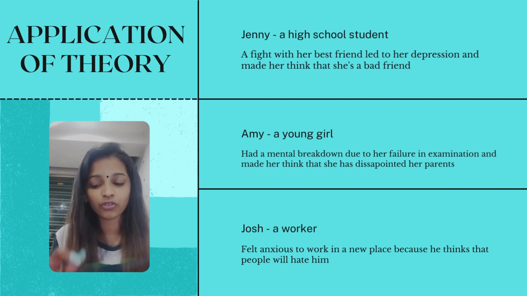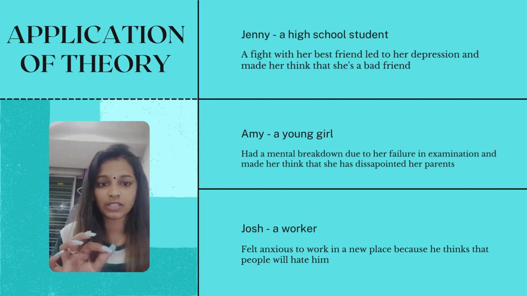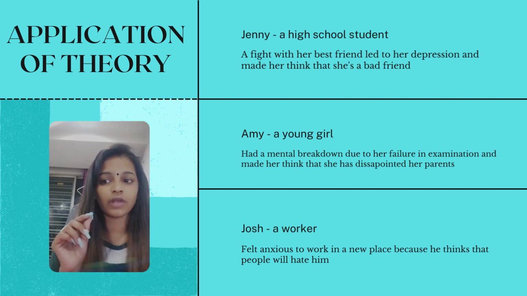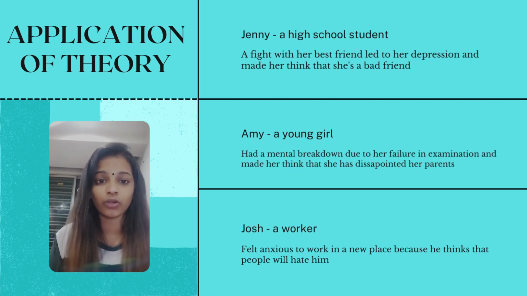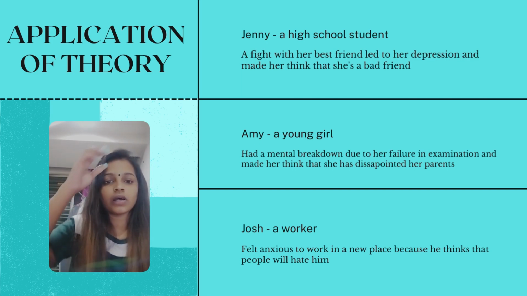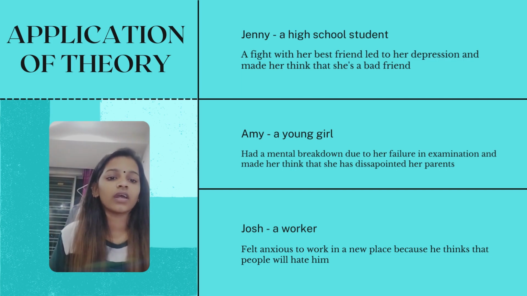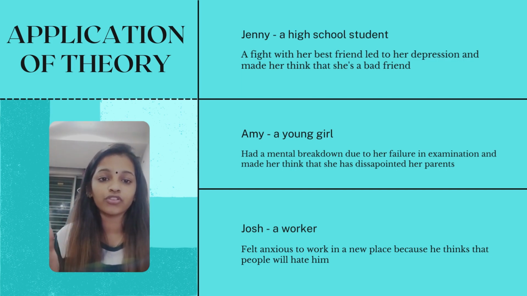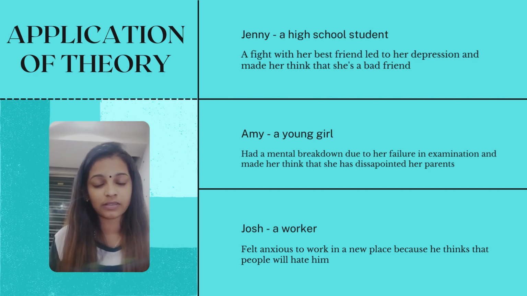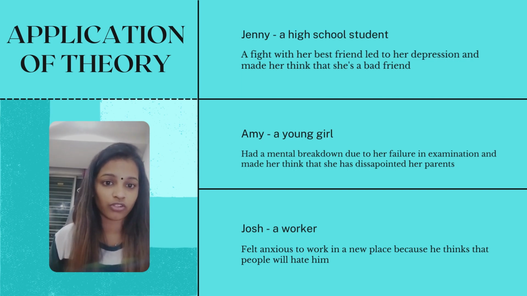The therapist uses the last model in ABCDE, which is helping the client to adopt a new effect. The therapist told Josh that there's no reason for him to be anxious about working at a new place, and all he has to do is give his best, and everything should fall in place. So these are the three situations where this theory is applicable.